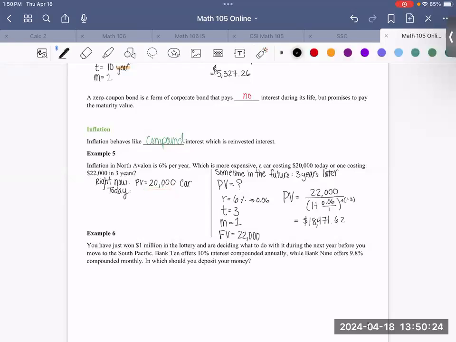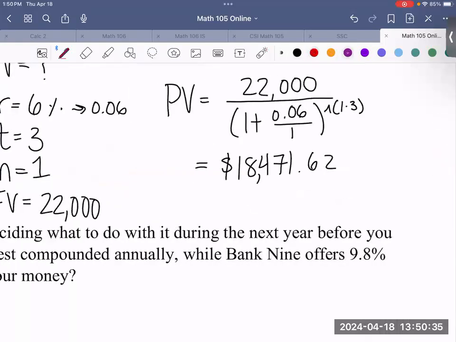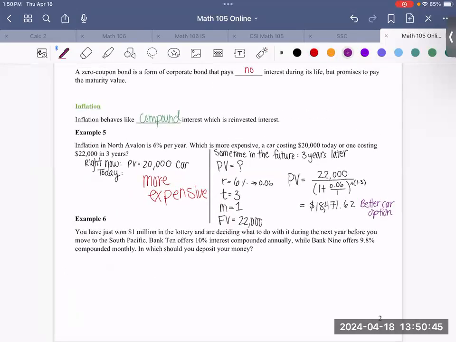So this one is more expensive. That looks horrible, that handwriting. This one is the better car option. Okay. So let's try the next one.